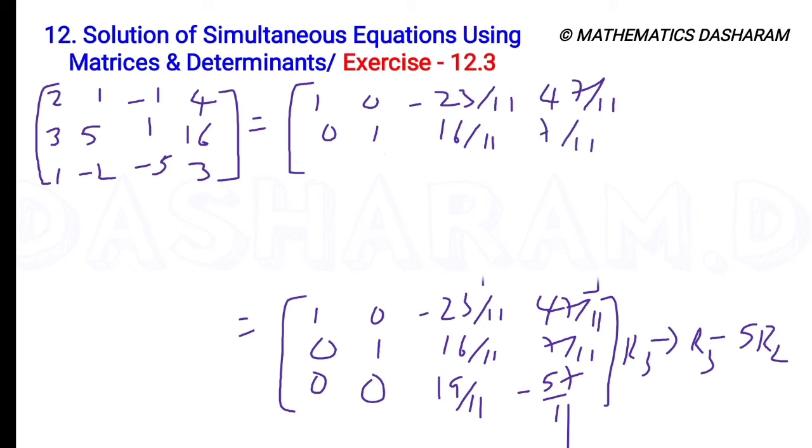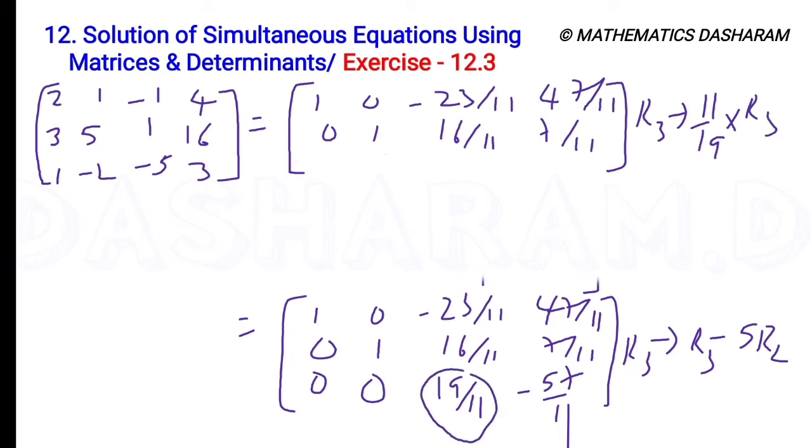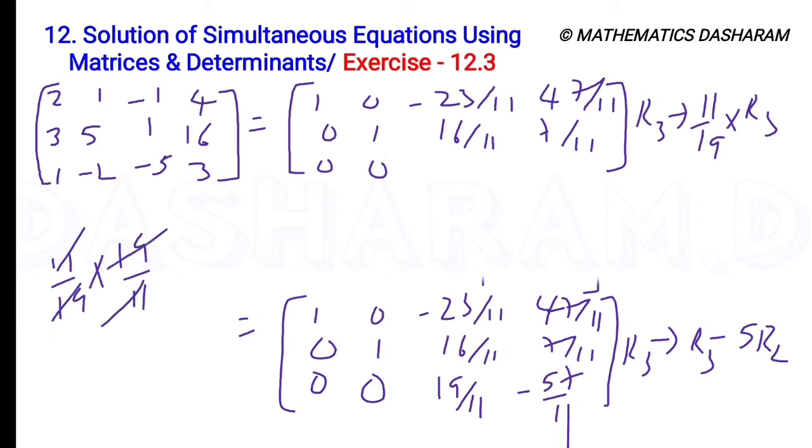Here R3. R3 is replaced with 11 by 19 into R3. Because we need a 1 at this place, that is why each term of R3 is multiplied by 11 by 19. So here 0 into 11 by 19 is 0. 0 into 11 by 19 is 0. See here 11 by 19 into 19 by 11. So 11 11, 19 19 cancel. So here 1.